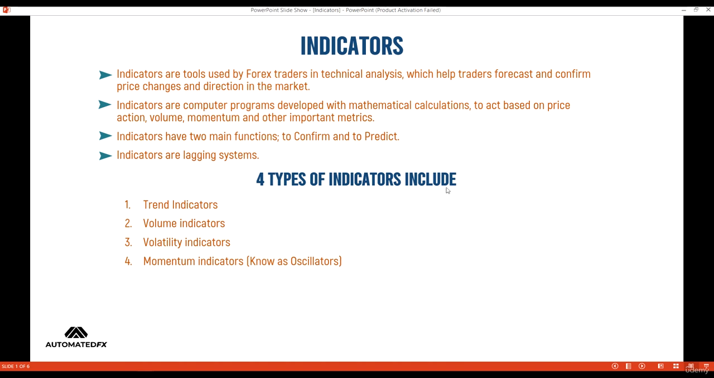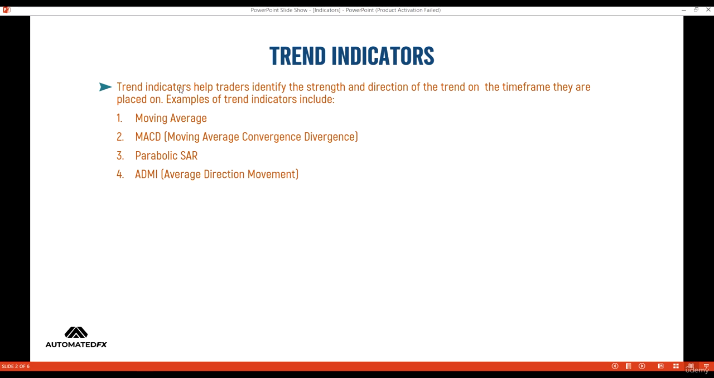There are four types of indicators, which are trend indicators, volume indicators, volatility indicators, and momentum indicators, which are also known as oscillators. Now we're going to look at each and every one of these singularly, starting with the trend indicators.